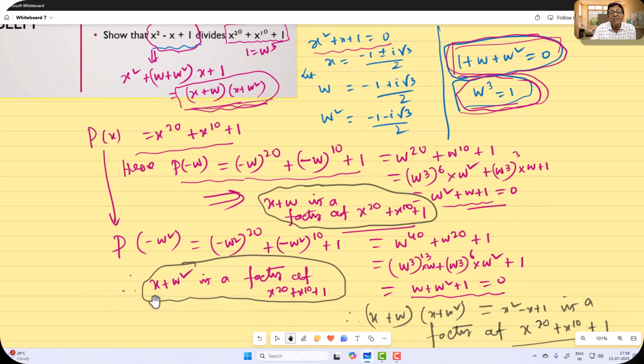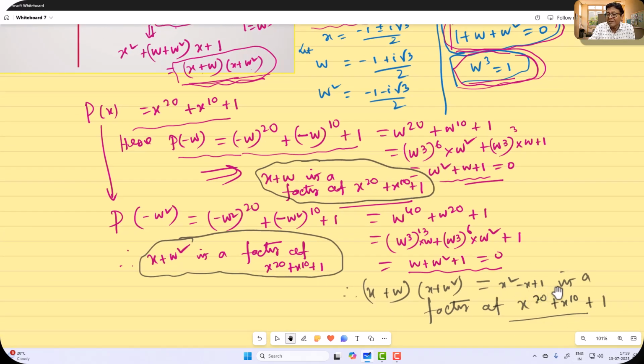Now the product of these two factors, x plus omega and x plus omega square, is x square minus x plus 1. So we can say that x square minus x plus 1 will divide x to the power 20 plus x to the power 10 plus 1. So the first example was an application of the remainder theorem, and this is the factor theorem.